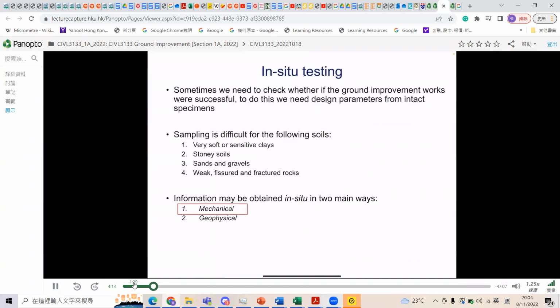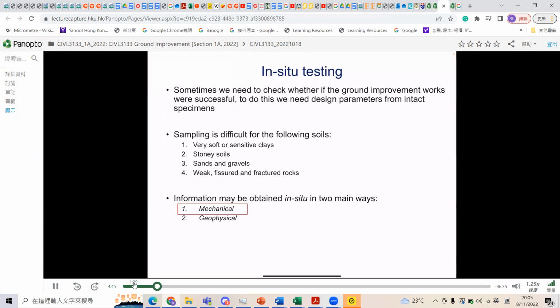So as I mentioned, we do need to sometimes check whether ground improvement was successful. As you'll see later on, when we discuss some chemical means or replacement means of ground improvements, we need to be able to quickly tell our client whether the strength and stiffness of the ground has been increased. So we mostly rely on in situ testing for this. What is in situ testing?